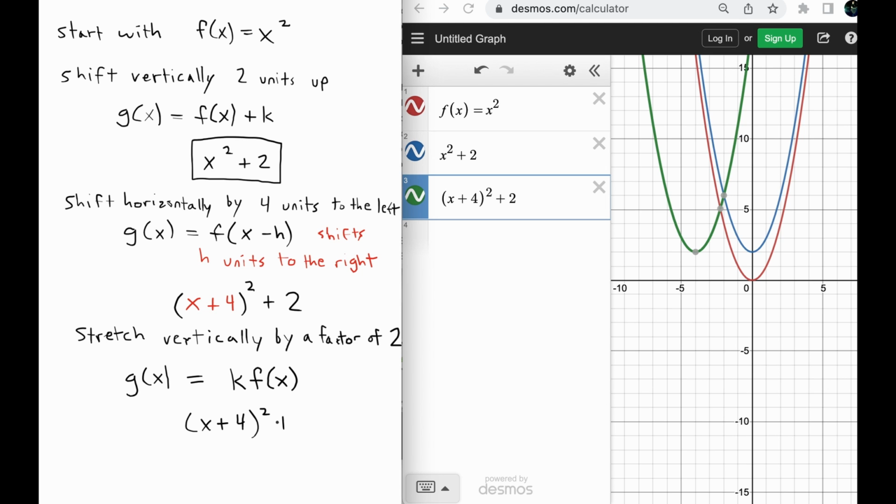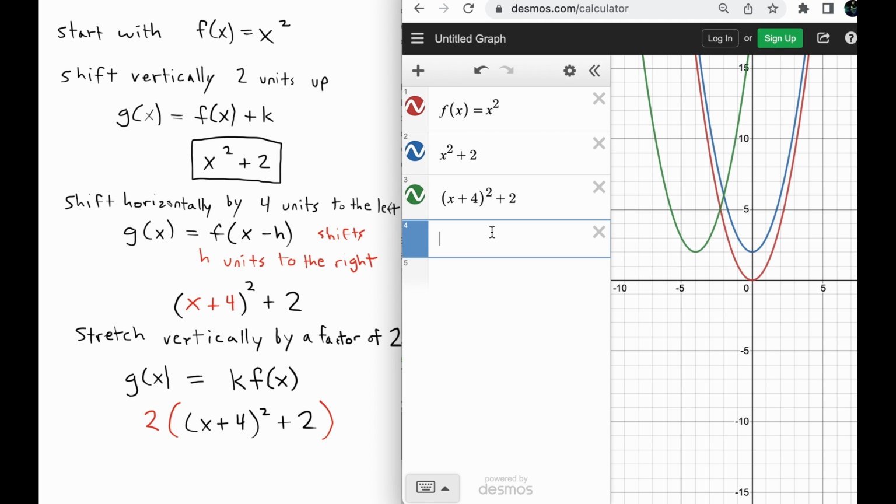exactly as it is, then put parentheses around your original like this, and then put that factor that you want to multiply by on the outside. If you want a compression, you need a factor that's less than 1. If you want a stretch, you need a factor greater than 1. Alright, so let's try this on Desmos. That's just the original. Now I put a 2 on the outside.